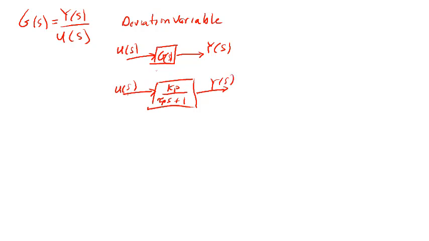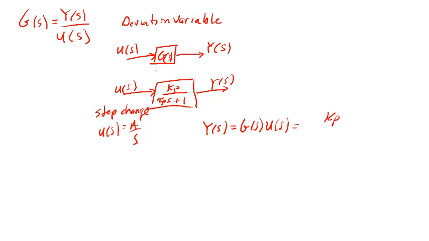Now if we assume that we have a step change in the input, a step change for an input would be something like u of s equals a over s. So this comes from just a constant step at time equals 0. So from this, essentially we know that g of s equals y of s over u of s, so we can solve for the output in the Laplace domain equals the transfer function times the input, which in this case was kp over tau p s plus 1 times a over s.